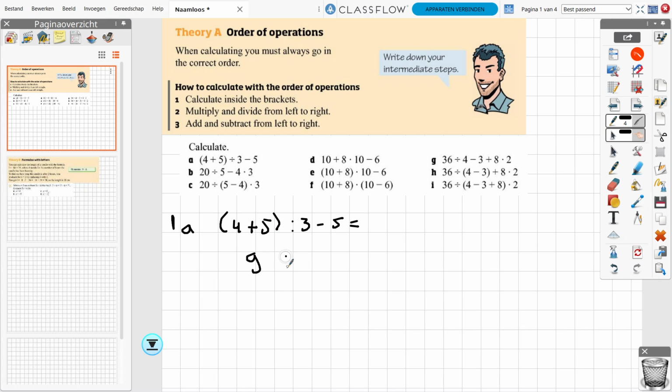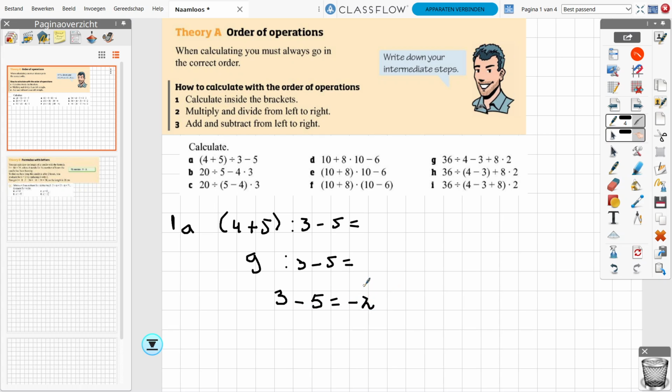And I'm going to write this down now like this. First write down this intermediate step. Then check, I'm done with the brackets. Now do multiply and division from left to right. There is no multiplication, but there is a division. 9 divided by 3. Write that down first. 9 divided by 3 is 3. Minus 5. 3 minus 5 equals minus 2, right?